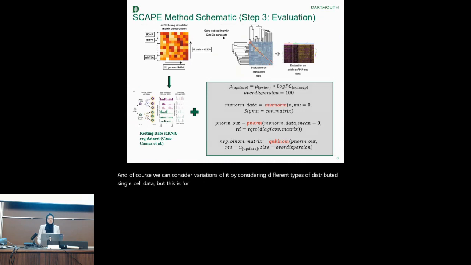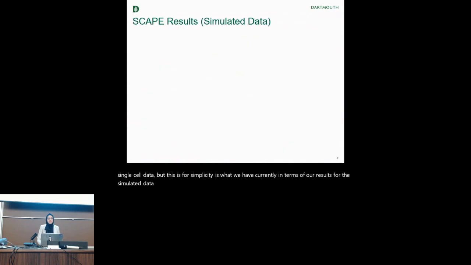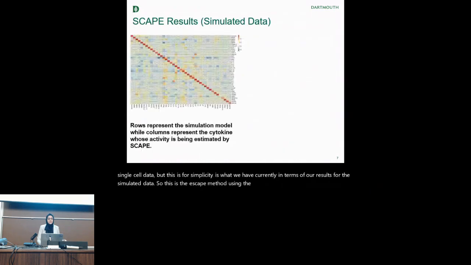In terms of our results for the simulated data, this is the SCAPE method using the CytoSig trained gene sets. We get this initial matrix where the rows represent the simulation model and columns represent the cytokine whose activity is being estimated by SCAPE. So in the case where the ordering of the rows and the columns is identical, we should expect to see a diagonal structure, which indicates that the cytokine that's used to simulate the data is the cytokine with the largest activity, which intuitively makes sense, right?